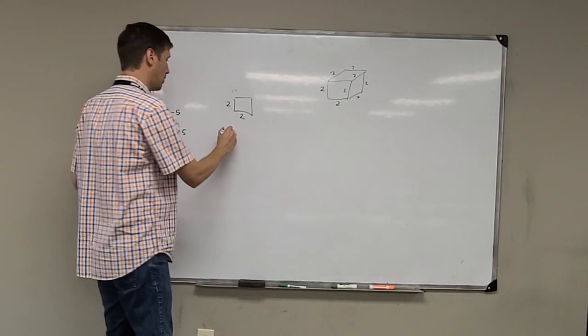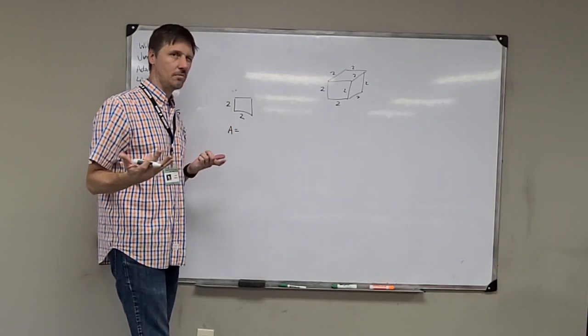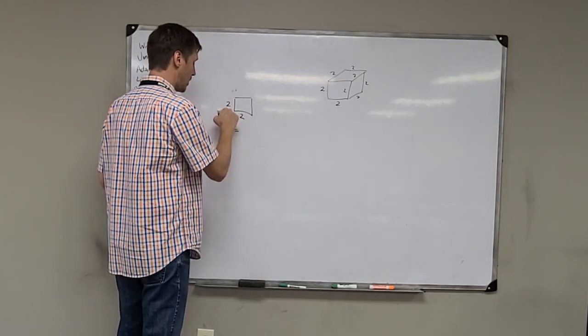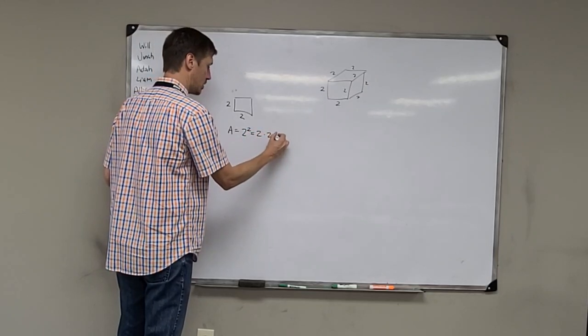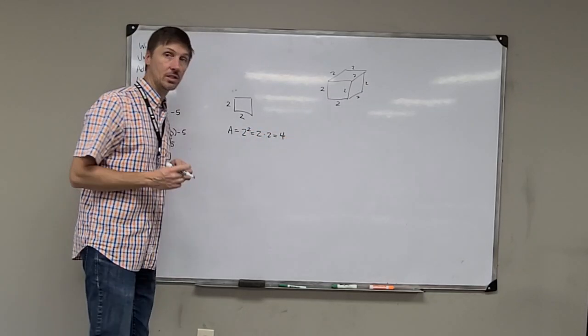Length times width. Since a square all has the same size, it's always going to be whatever the length of one side is, squared. But you can totally think of it as length times width, which is 2 times 2. So in this case, it's going to be 4.